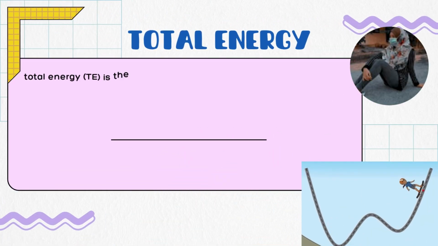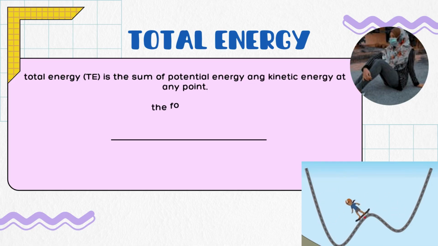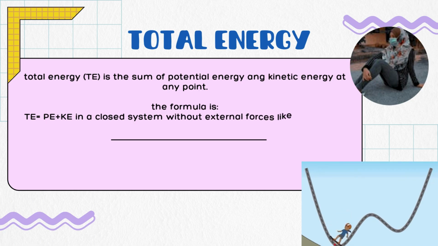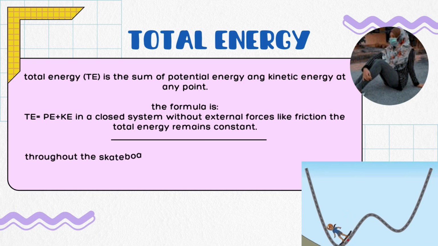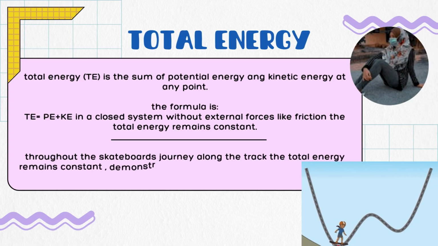Total energy is the sum of potential energy and kinetic energy at any point. The formula is total energy equals potential energy plus kinetic energy. In a closed system without external forces like friction, the total energy remains constant. Through the skateboarder's journey along the track, the total energy remains constant, demonstrating the conservation of energy.